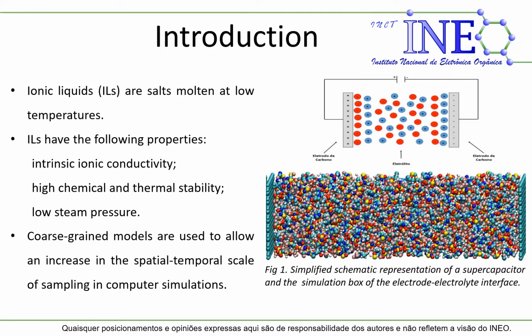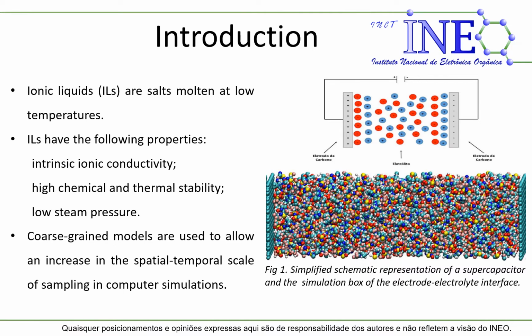Ionic liquids are molten salts at low temperatures, widely investigated as electrolytes for energy storage devices such as batteries and supercapacitors. Ionic liquids are used for those applications due to their intrinsic ionic conductivity as well as high chemical and thermal stability and low vapor pressure. In supercapacitors, the ionic liquids play the role of the electrolyte, in which charge transport occurs through the migration of ionic species from one electrode to the other.